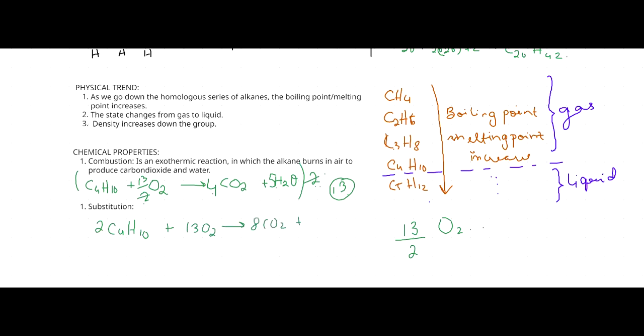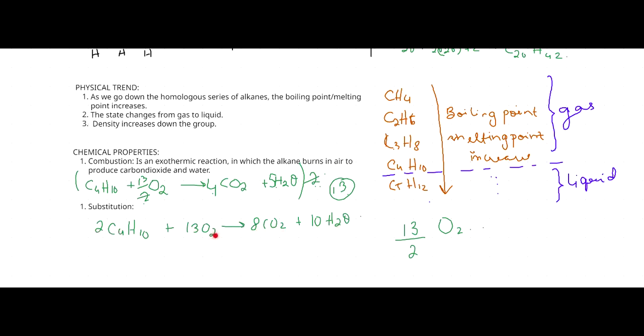Now everything will be perfectly balanced, right? Let's check it and make sure we are balanced. You always should, especially if you use shortcuts. 8 carbon atoms, 8 carbon atoms. 2 tens are 20 hydrogen, 20 hydrogen. 8 twos are 16, 16 plus 10 is 26, and 13 multiplied by 2 is also 26. So it is balanced, right?